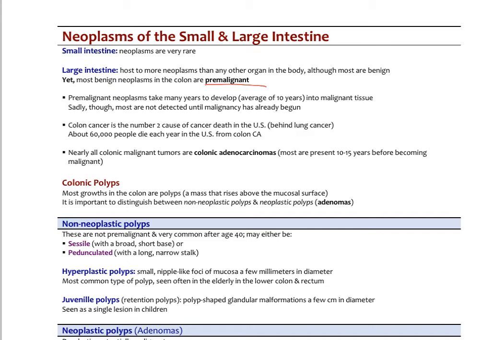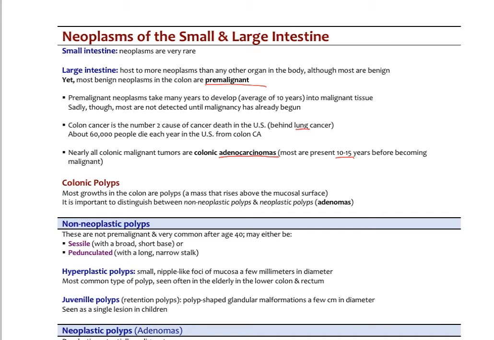Colon cancer is the number 2 cause of cancer death in the US, just behind lung cancer. About 60,000 people die each year in the US. I'm not sure if that statistic is from a few years ago and still accurate. Nearly all colonic malignant tumors are colonic adenocarcinomas. Remember, an adenocarcinoma is a carcinoma of mucosal glandular tissue. And again, they're present for at least a decade before becoming malignant.